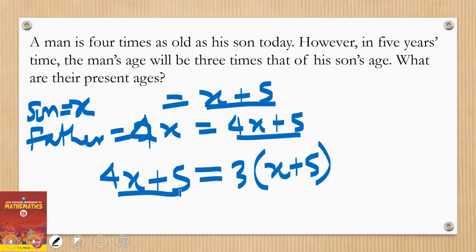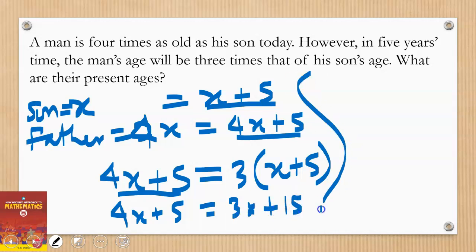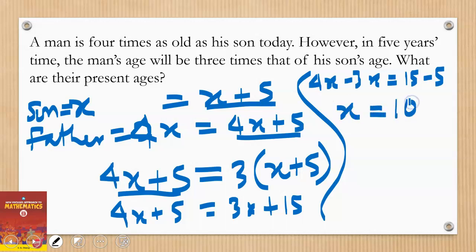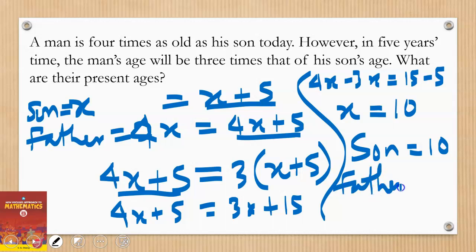Remember, we use x to represent the son. Now when we simplify this, we have 4x plus 5 is equal to 3x plus 15. Now when we group like terms, we have 4x minus 3x is equal to 15 minus 5. Of course, when we subtract, we have our x is equal to 10. So our x is 10, meaning the son is 10 years old. And then the father, we said the father is 4 times as old as the son, so father will be 40 years old. So that answers the question.